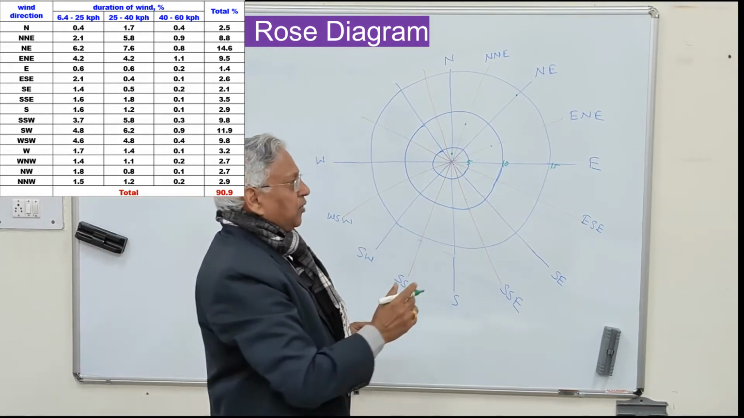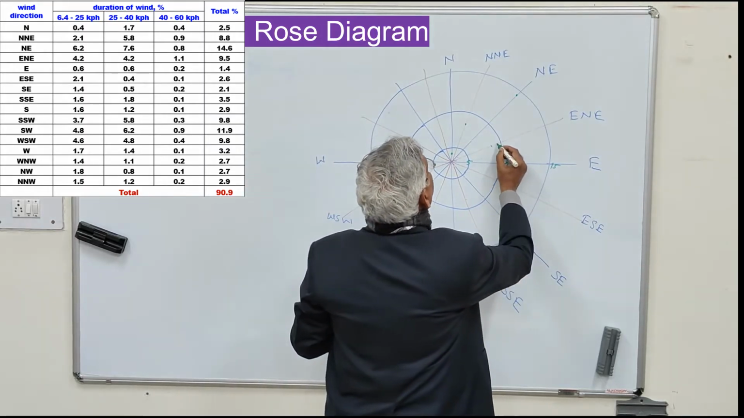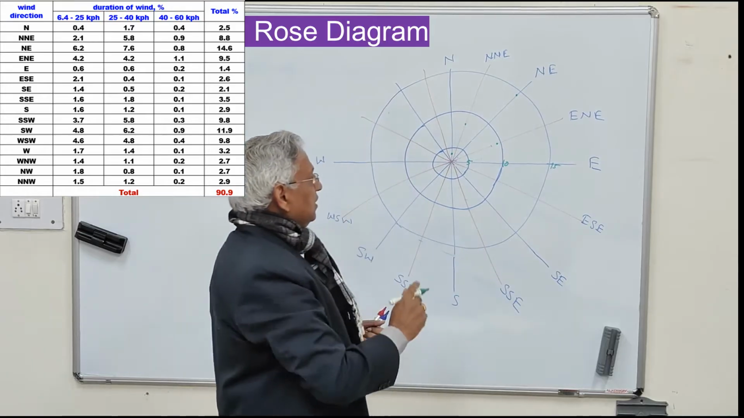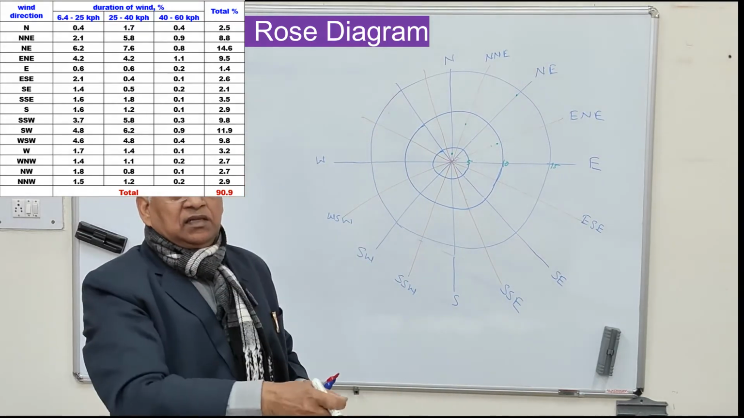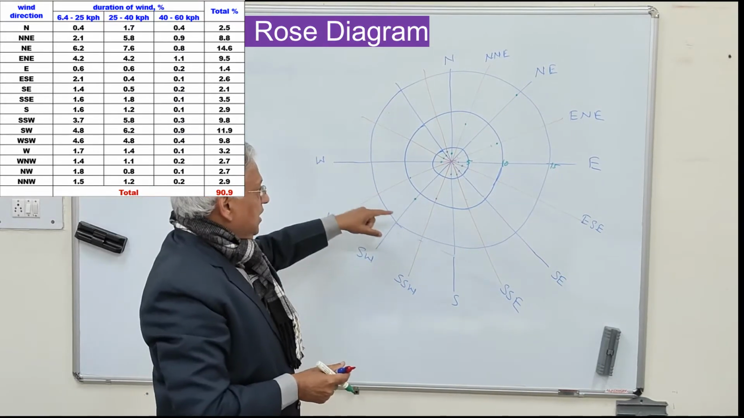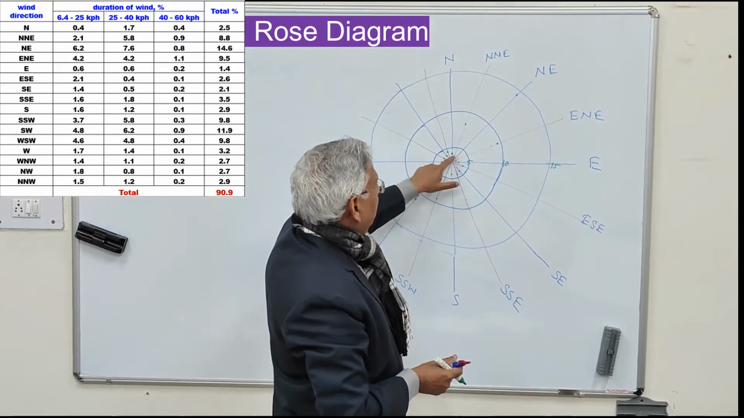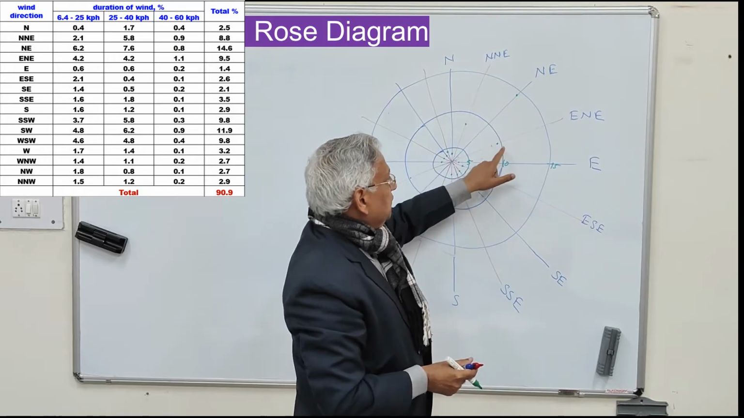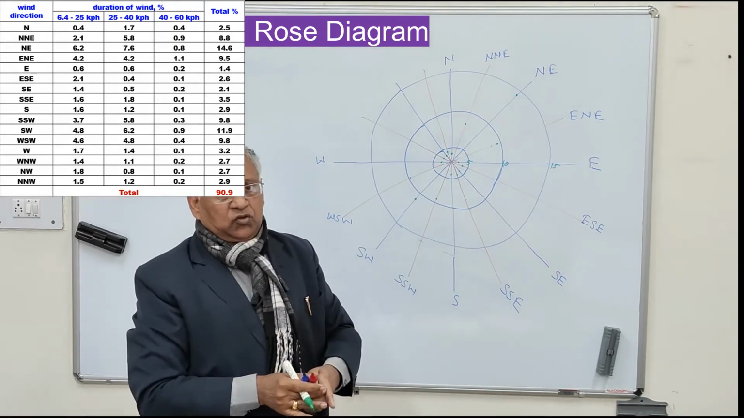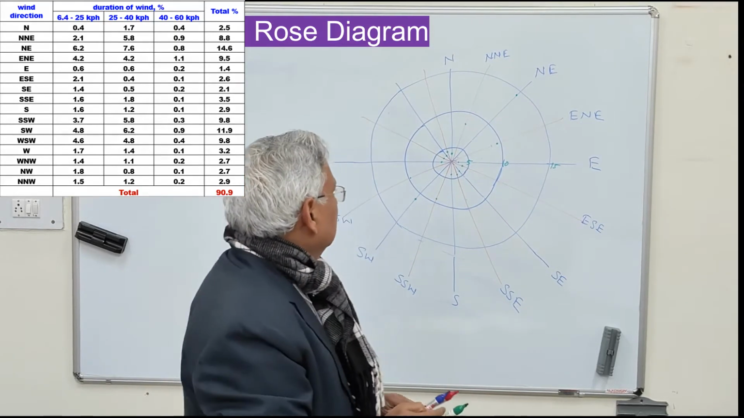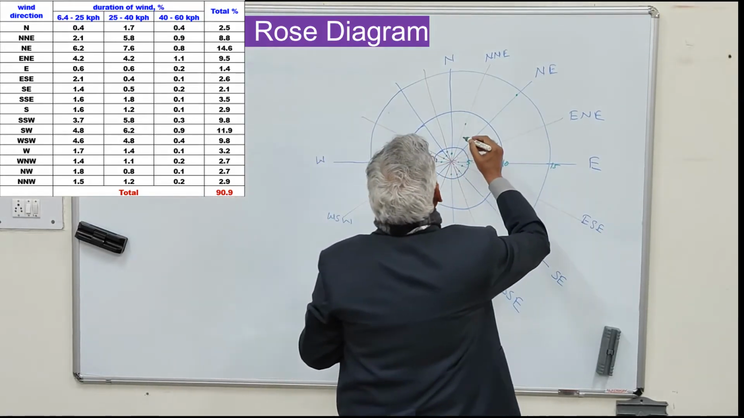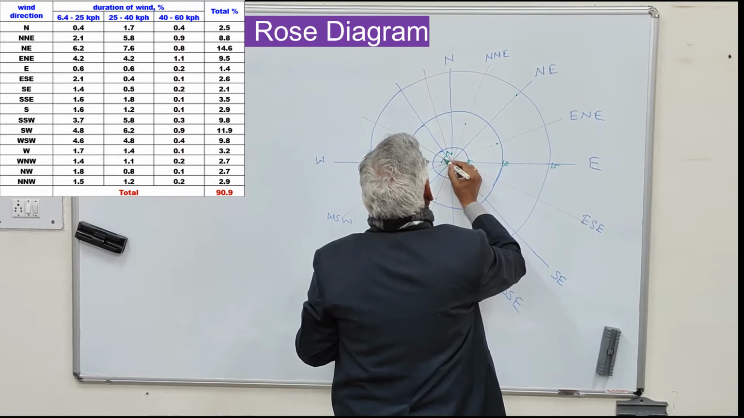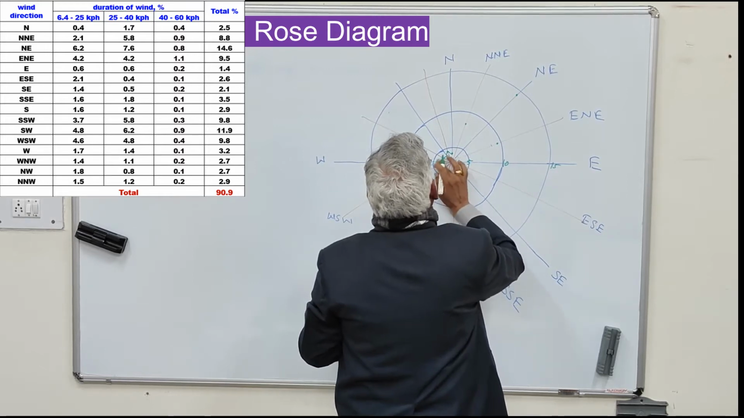Then 9.5%. 9.5% is here. Similarly, you plot all the data which are given in the last column, and these are the points starting from north, north northeast, northeast. Now you join them. You join all these points by straight lines. Let us say from this point you draw all these lines.